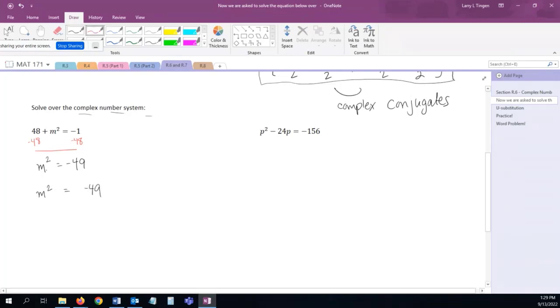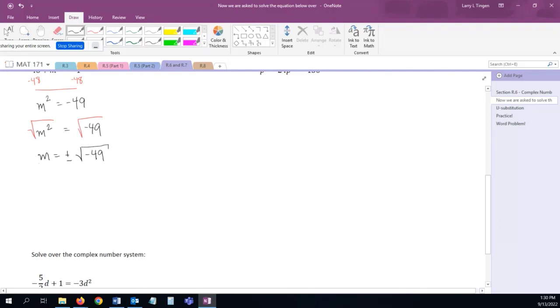The square root principle says if I have some variable squared is equal to a number, and I want to solve for that variable, I'm going to take the square root of both sides. Before I wouldn't be allowed to do this, but now I am. Square root of m squared is m. And now be careful here. The square root of negative 49. We still have to pay attention to the positive and negative results of this.